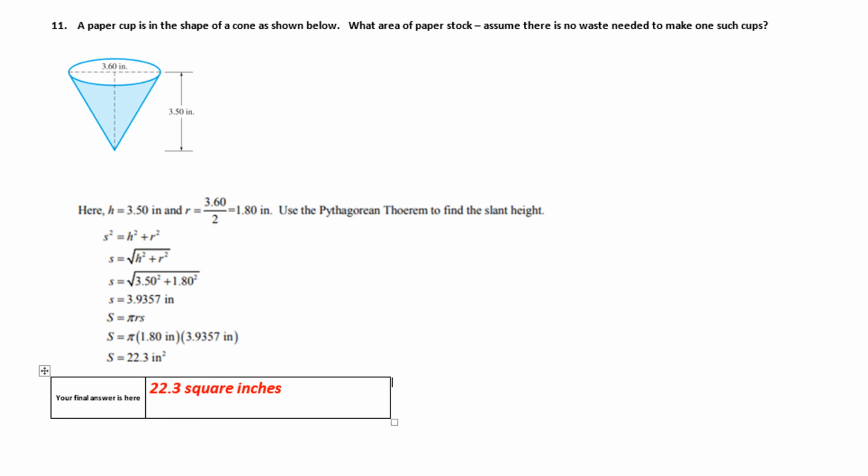So h, the height of this is going to be 3.5. We need the radius, so the radius is half of the diameter, so it's 1.8. And we use the Pythagorean Theorem to find the slant height, because we need the slant height in the formula. So the slant height is found to be 3.9357, and then we use the formula for the surface area, pi r times the slant height, and we get it as 22.3, and the unit should be square inches.